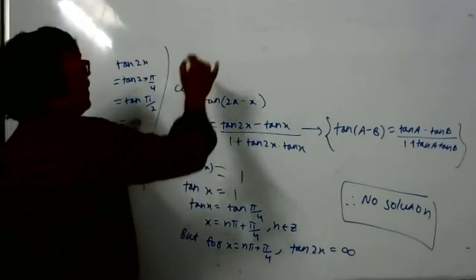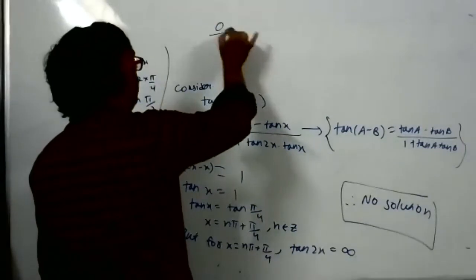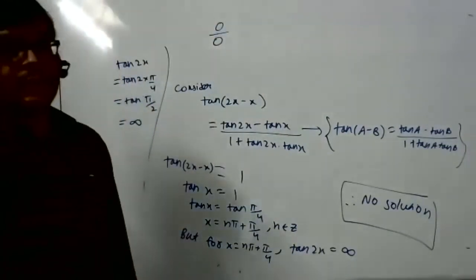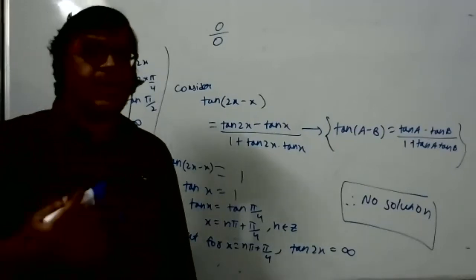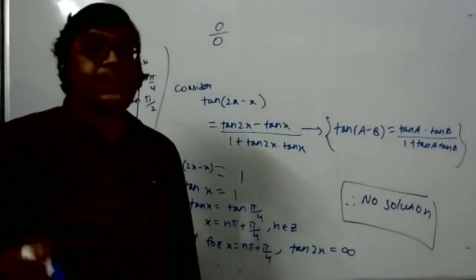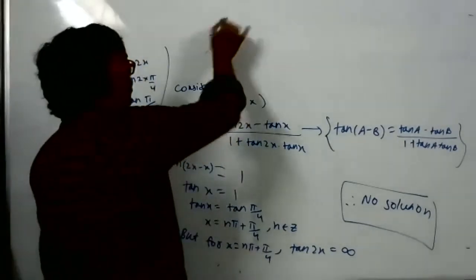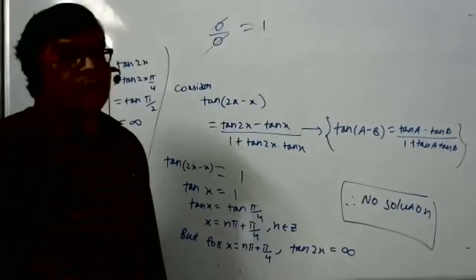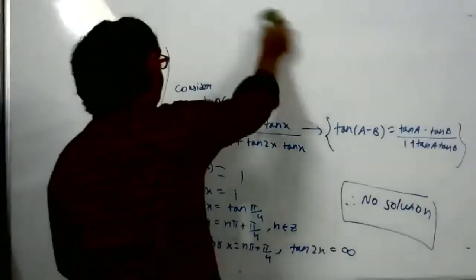See, student, what is the answer of 0 by 0? Infinity? No, 0 by 0 is not defined. Such expressions are called indeterminate forms. You cannot say 0 by 0 is 1. 0 by 0 is not defined. We don't define such things in mathematics.